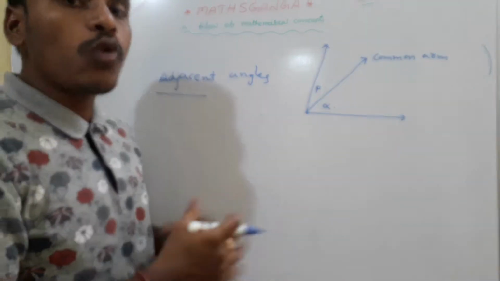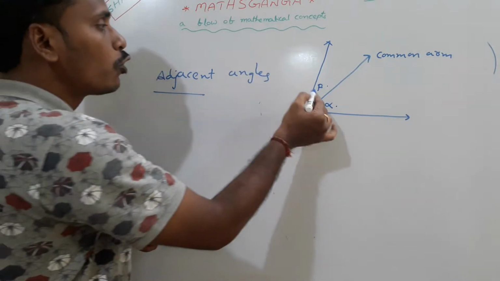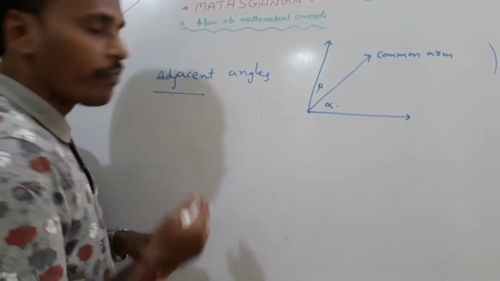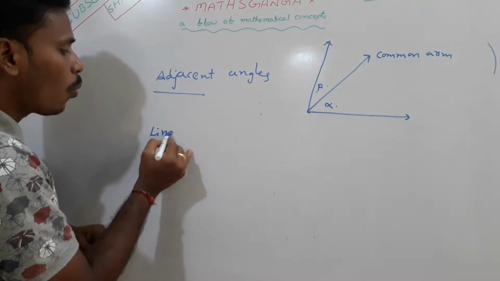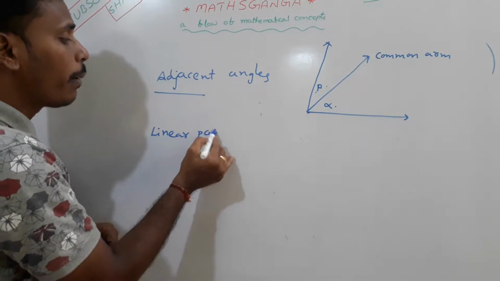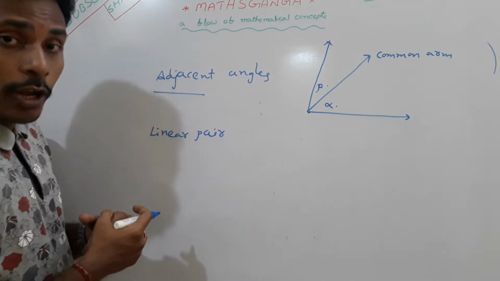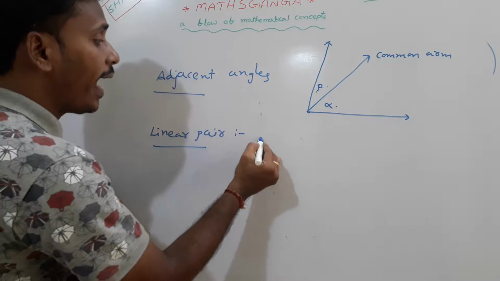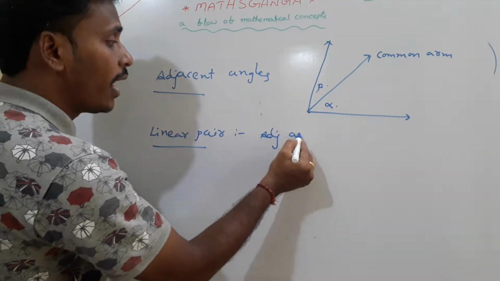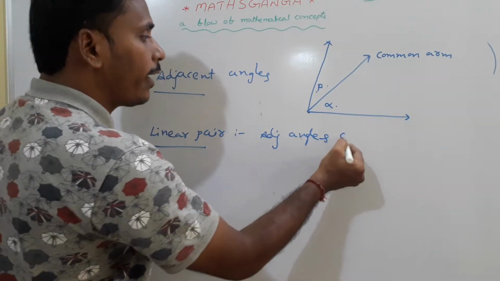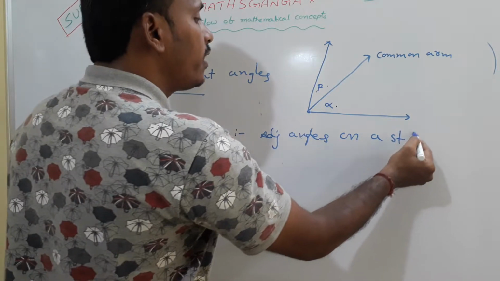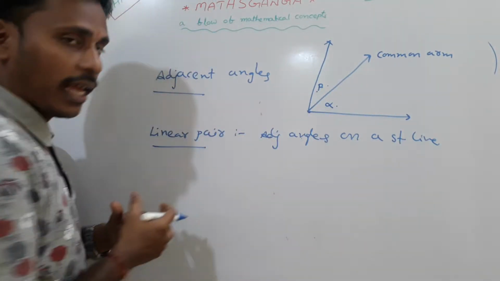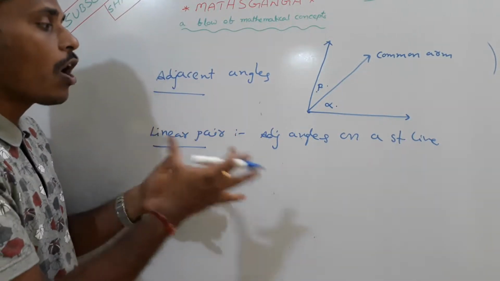So finally, two angles are said to be adjacent if those two have one common arm. And after that we need to discuss linear pair of angles. Linear pair of angles are nothing but adjacent angles on a straight line. See, basically linear pair of angles are adjacent angles and those angles are formed on a straight line.